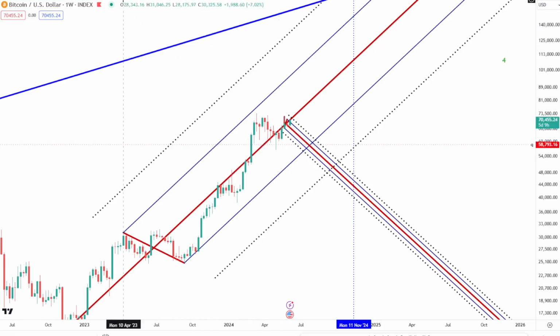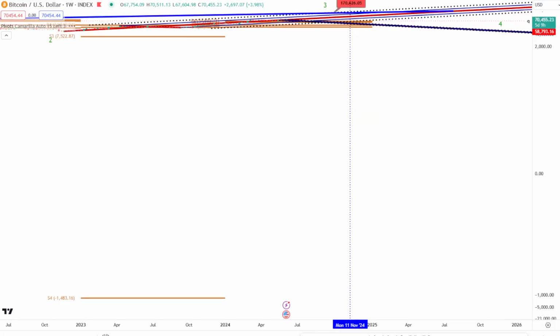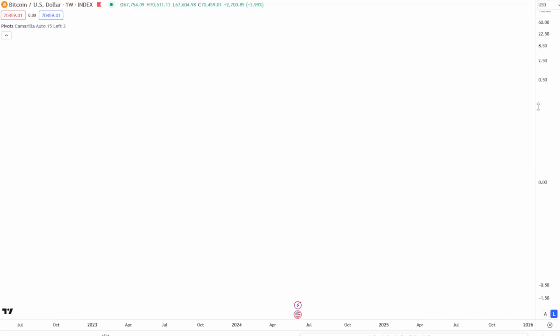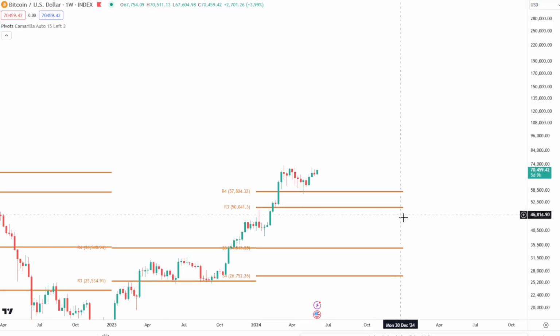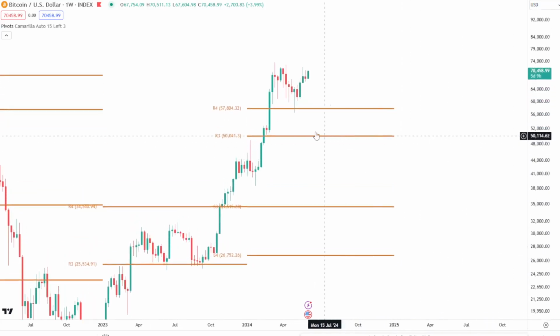But the other thing is looking at Camarilla pivots. So I'm just going to pull those on for a moment, taking off everything but the Camarilla pivots and making this a bit more visible. So we had a very nice test of the R4, and I've spoken at length about these Camarilla pivots, how they've been really, really key.